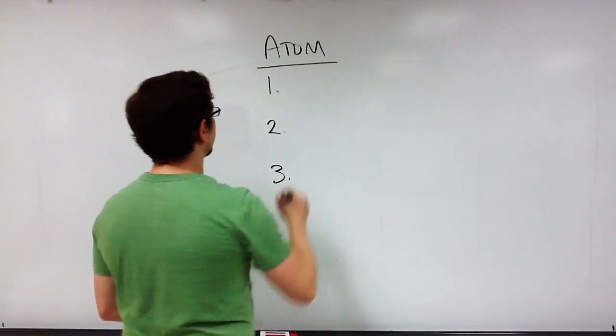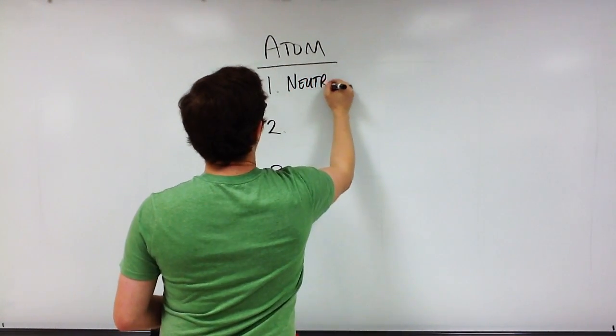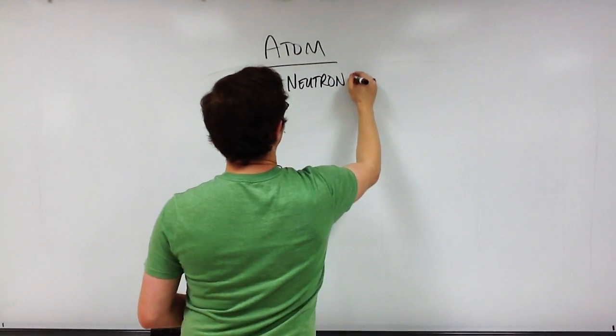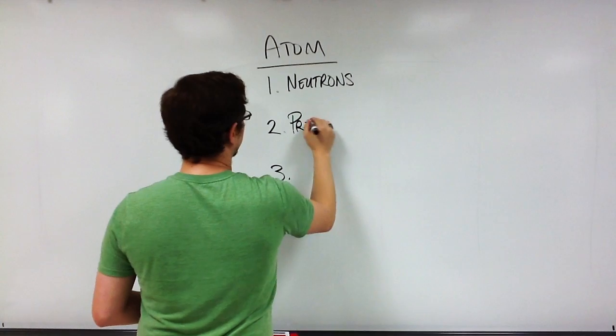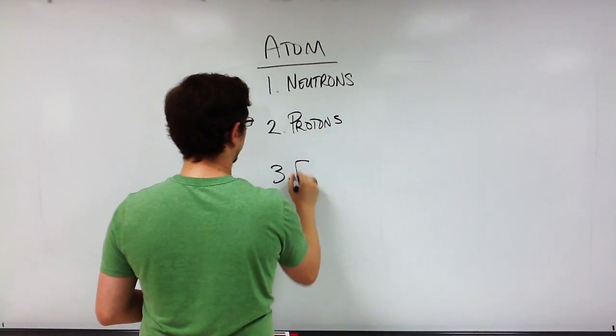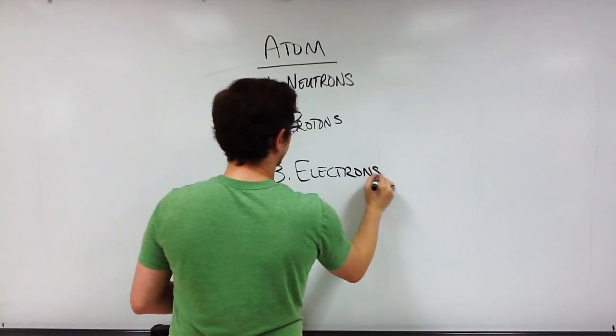The first of these subatomic particles will be what are called the neutrons. Second will be protons. And the third will be electrons.